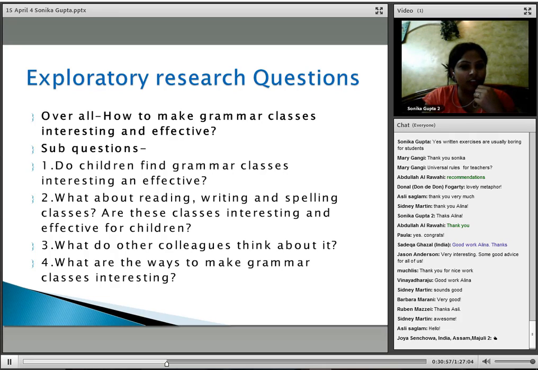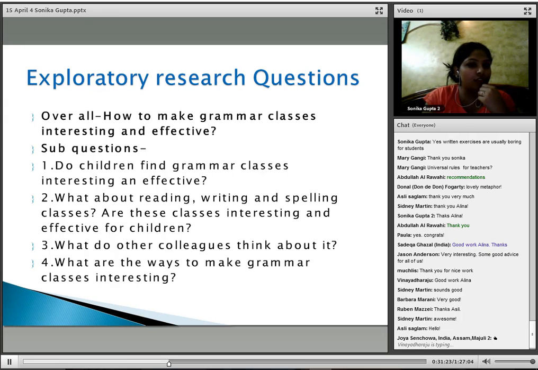These are my exploratory research questions. As a teacher who is already involved with children's voices, and we were making choices in the class, I assumed that I had a pretty good idea about students' learning and growth. But still, what I was unsure about was: how can I make grammar-led classes interesting and effective?